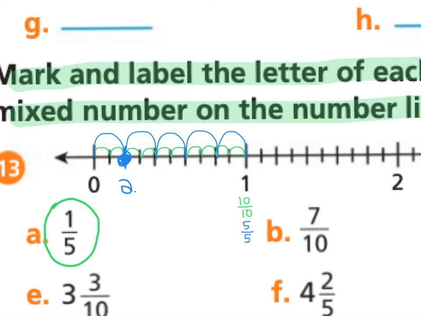It says 7/10. Well, hey, we already split our number line into tenths using our green marker. So I can pretty easily go through and find where 7/10 is. 1, 2, 3, 4, 5, 6, and 7. 7/10 is located here. I'm going to place a dot or point there and label it B.